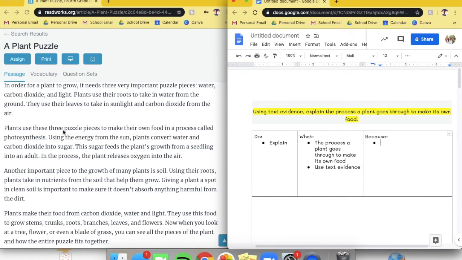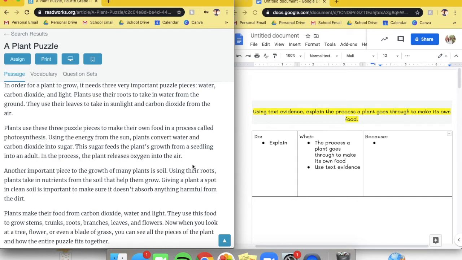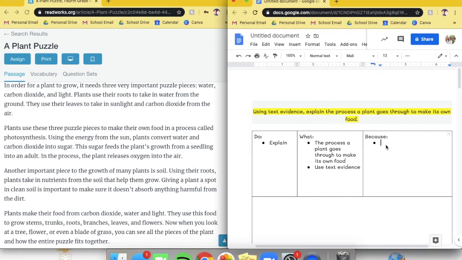Plants use these 3 puzzle pieces to make their own food in a process called photosynthesis. Using the energy from the sun, plants convert water and carbon dioxide into sugar. This sugar feeds the plant's growth from a seedling into an adult. In the process, the plant releases oxygen into the air. Does that answer how a plant makes its own food? Absolutely. So that's the paragraph I'm going to focus on.